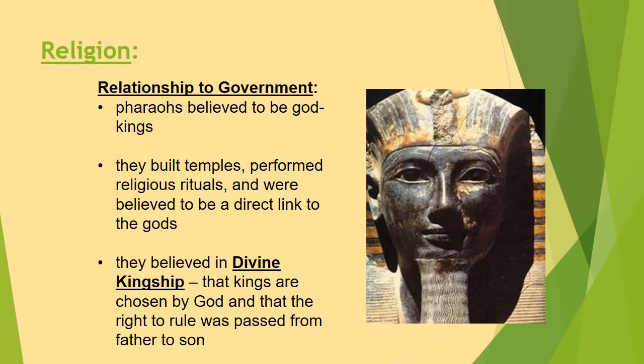Religion and its relationship to government. Pharaohs were believed to be god kings. They built temples, performed religious rituals, and were believed to be a direct link to the gods. They believed in divine kingship, that kings are chosen by God, and that the right to rule was passed from father to son.